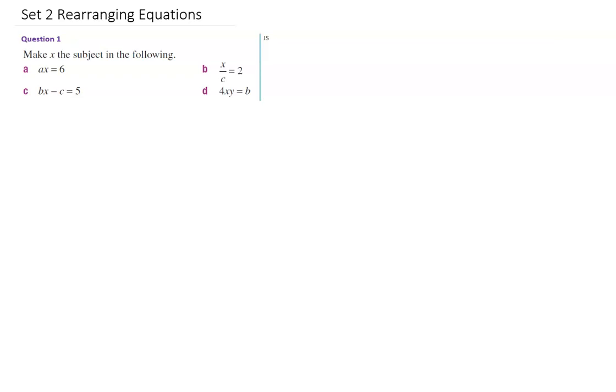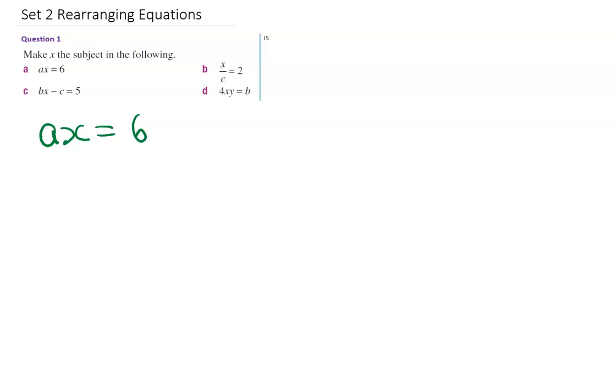Okay, so we're going to rearrange some equations. Now, we're not actually going to solve them because we can't. Because if you have a look at this first equation, ax equals 6. Because there's two letters, two pronumerals, two unknowns, we can't actually solve for x because it could be an infinite number of answers, because we don't know what a is. Okay, so all we can do is rearrange it.